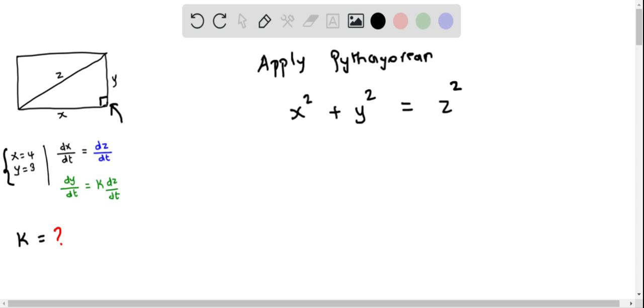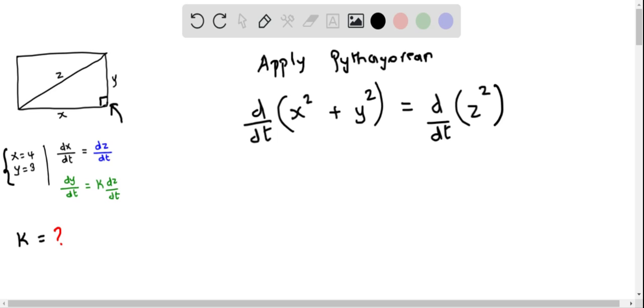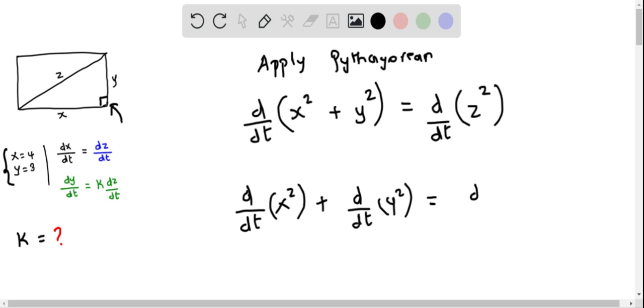Now I'm going to differentiate both sides with respect to time. So I write down this symbol d by dt of this quantity, and also for z squared I find the derivative, that is d by dt of z squared. Now let's apply the power rule as well as the chain rule to differentiate x squared plus y squared as well as z squared. So this could be written as d by dt of x squared, when we use the sum rule of differentiation, plus d by dt of y squared equals d by dt of z squared.